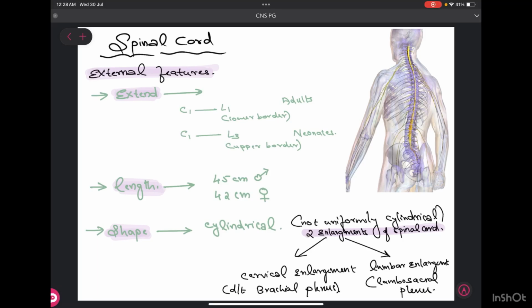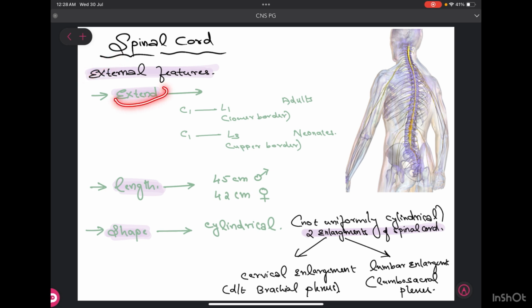Hi everyone. This is part 2 of the neuroanatomy. In the last video we discussed the brain, the parts of the brain and the terminologies. Next we are moving on to the spinal cord. In the spinal cord, we need to study the external features as well as the internal features. First of all, we will move on to the external features.